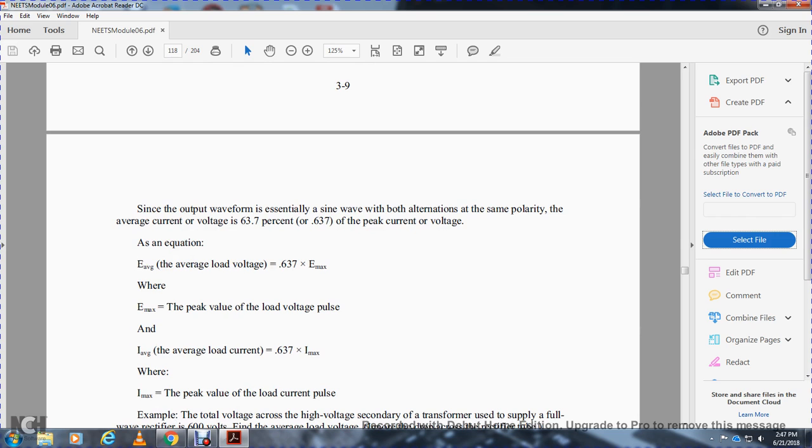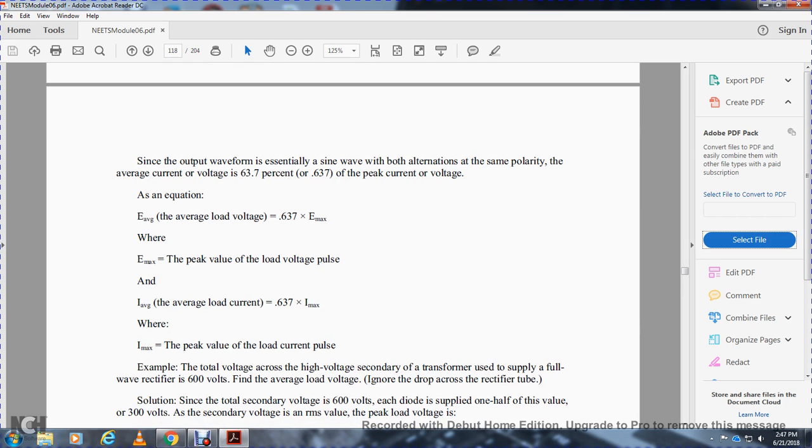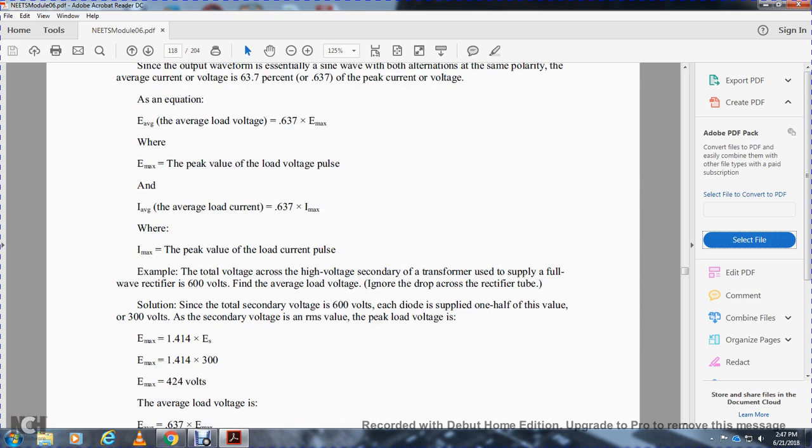For voltage max, the peak value of the load voltage pulse, and the average load voltage and current is 63.7% of the maximum peak load voltage with the current pulses.